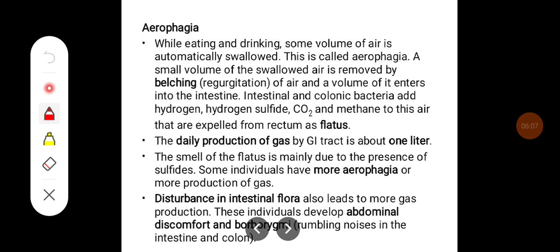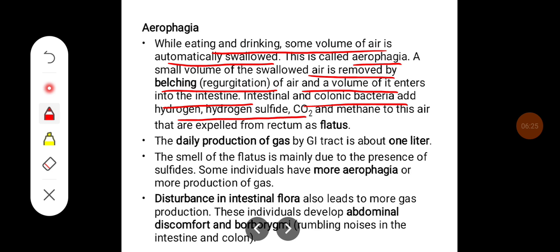Aerophagia: while eating and drinking some volume of air is automatically swallowed, and it is called aerophagia. A small volume of swallowed air is removed by belching, and a volume of it enters into the intestine. Intestinal and colonic bacteria add hydrogen sulfide, carbon dioxide, and methane to this air, and it is expelled from the rectum as flatus. The daily production of gas by GI tract is about 1 liter. The smell of the flatus is mainly due to the presence of sulfides.